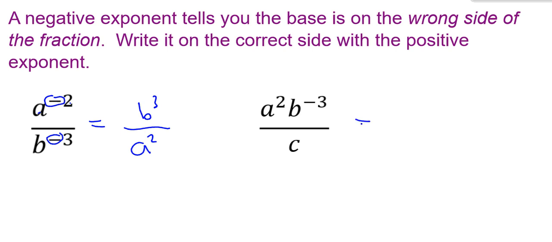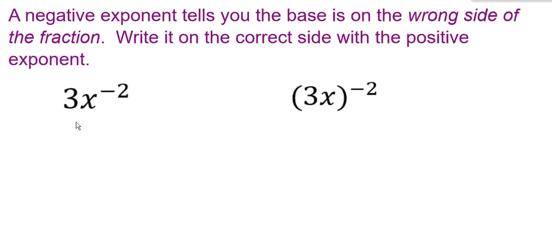Here, if I look at this expression, a squared is perfectly fine exactly where it is. B, however, has a negative exponent. So this b cubed is supposed to be down here. C doesn't have a negative exponent, so that c is where it belongs. So the only thing that was on the wrong side of the fraction in this question is where the b had the negative exponent. Everything else, the a squared, no problem. The c, perfect. But that b was on the wrong side of the fraction.